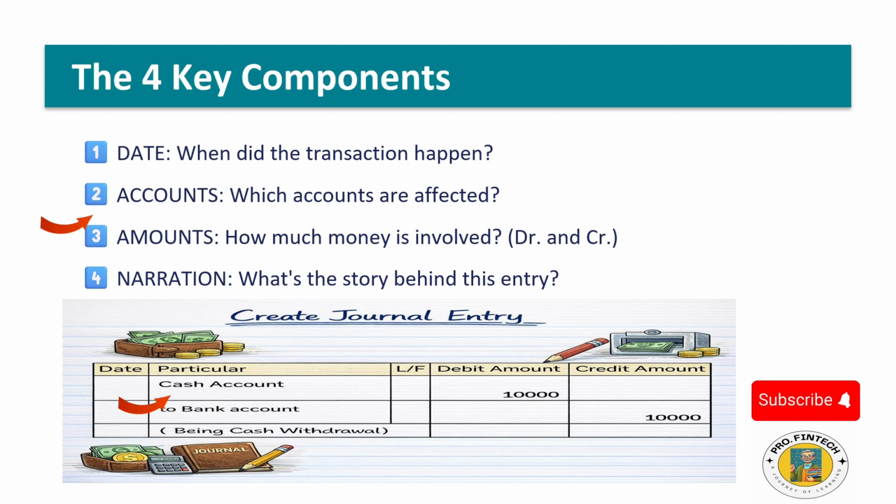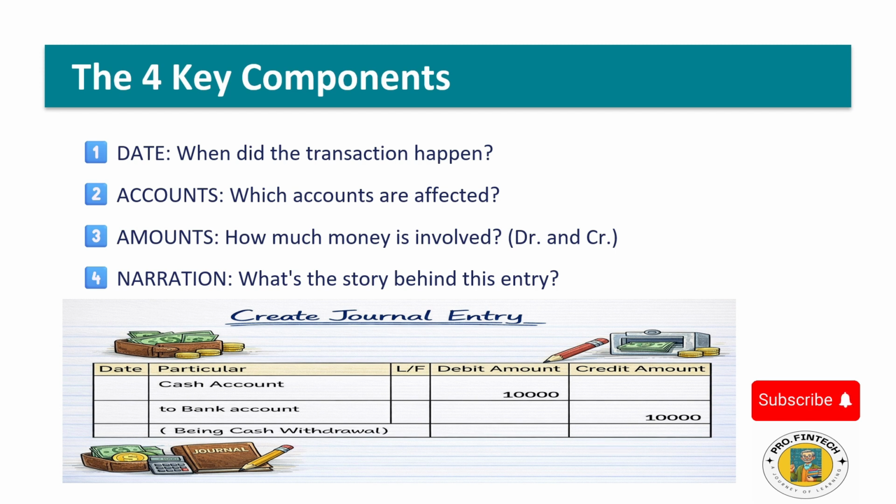Second, accounts. You identify which accounts are affected. Remember, every transaction touches at least two accounts. That's the dual aspect we talked about. Third, amounts. You write the amounts, how much money is involved, and you will write it twice, once for the debit side and once for the credit side. And remember, these amounts must be equal.